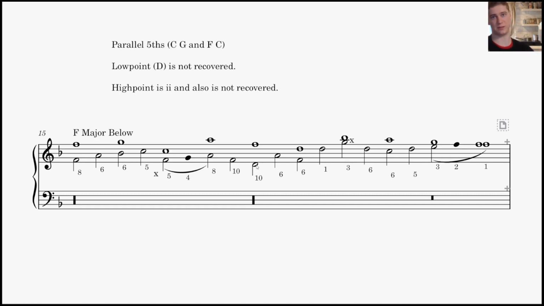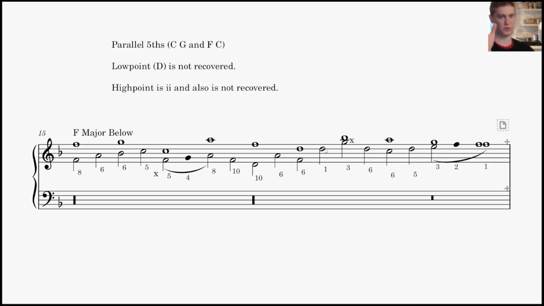It doesn't really establish the low point very much, on top of the fact that it's only a third below the tonic. So maybe in this case, shooting for a lower low point, or maybe starting the tonic on the unison in order to establish a lower low point. Whatever it is, those things would help establish a stronger sense of a low point.